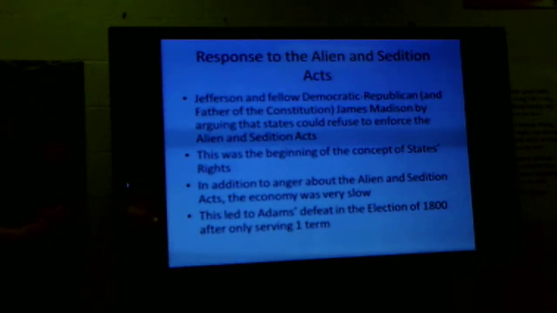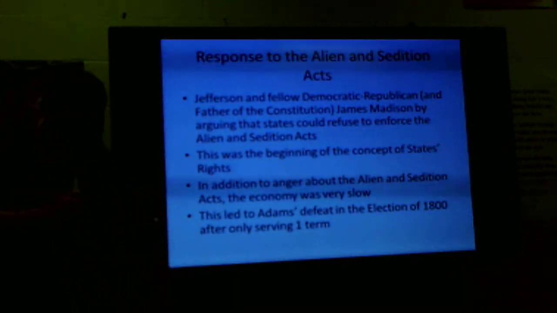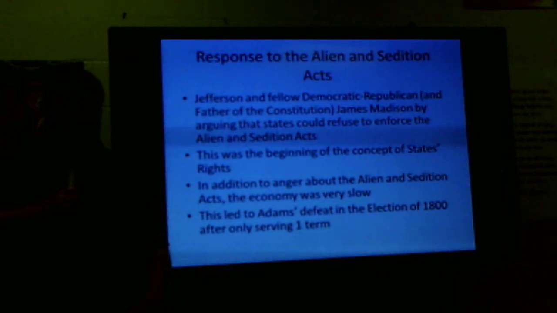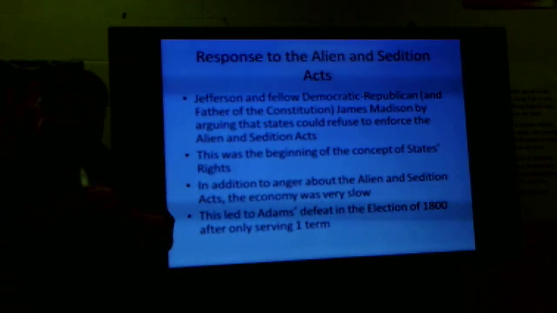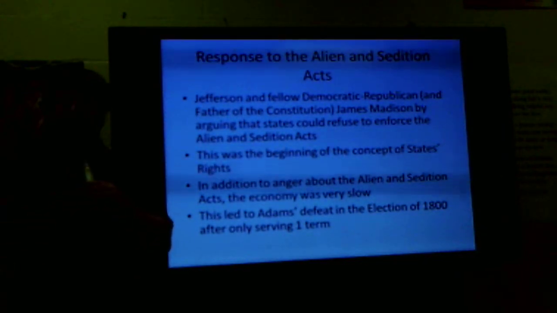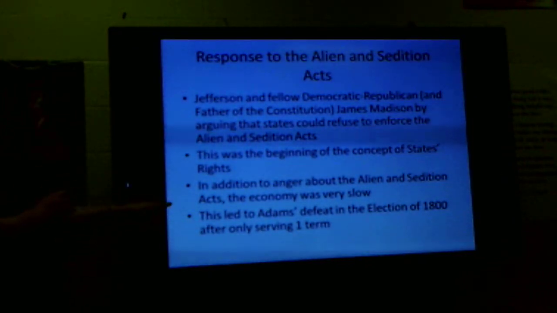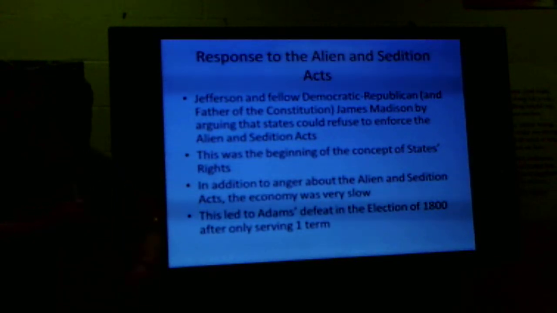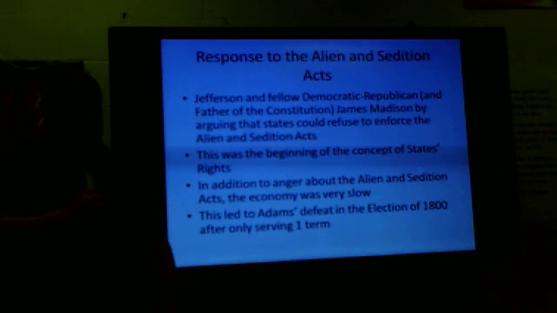In addition to anger about the Alien and Sedition Acts, the economy was very slow. People usually vote with their wallets. If the economy's bad, people generally don't vote a candidate back into office for president, even if they are an incumbent. But if the economy's good, they generally vote them back in. This led to Adams' defeat in the election of 1800 after only serving one term. Could he have served more? Yeah, he could have served a lot more.